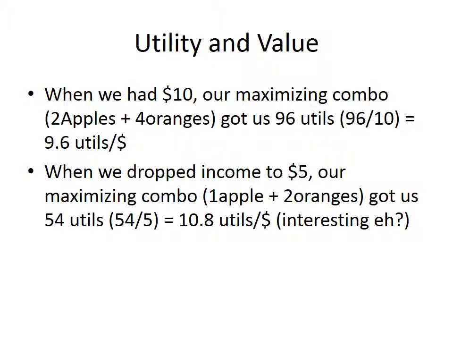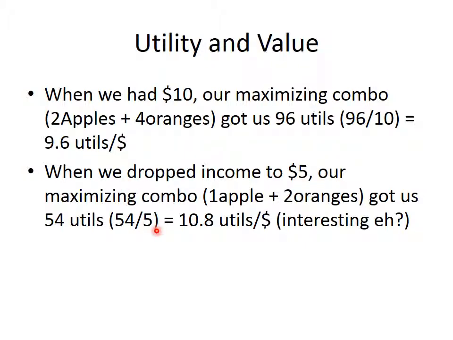At any rate, it dropped to $5. So what we looked at was when we had a budget of $5, our utility maximizing combination, and there was one apple and 2 oranges. This got us 54 units of utility for our $5. Up here, yes, we got a lot more utility. We got 96 units of utility for our $10. That brought us 9.6 total utility factors. The total benefit of 9.6 per dollar.